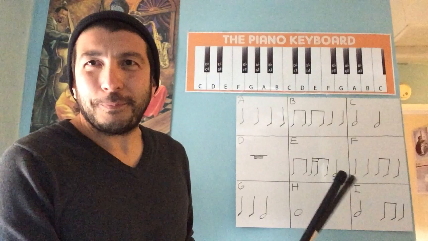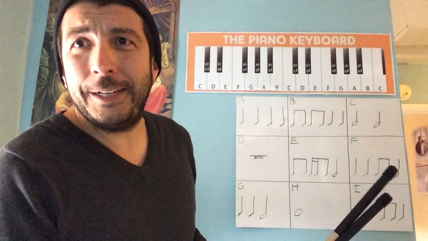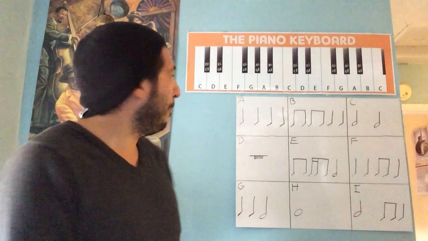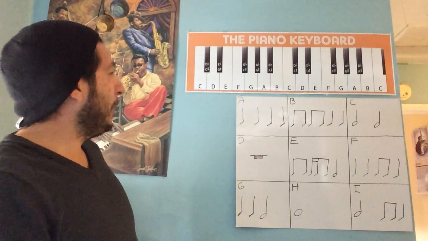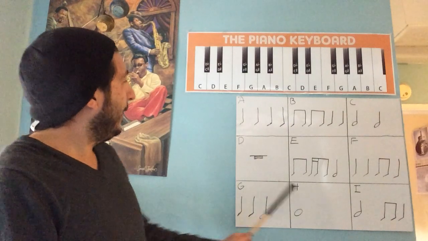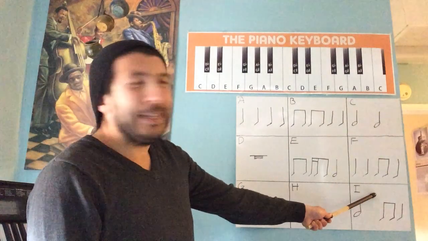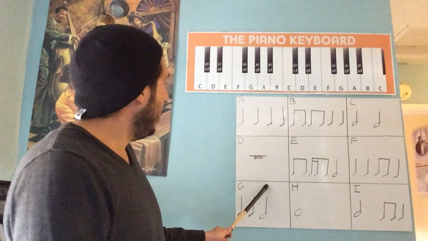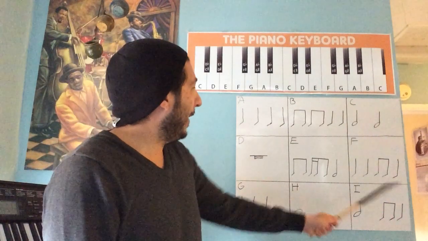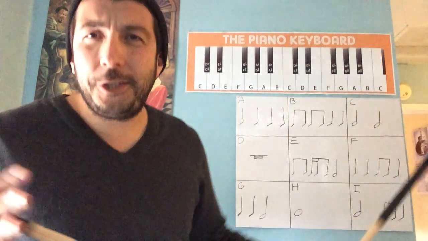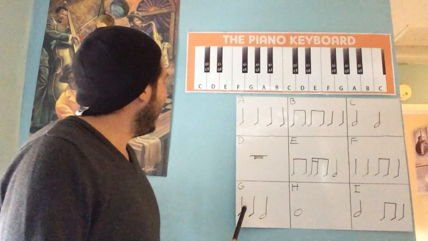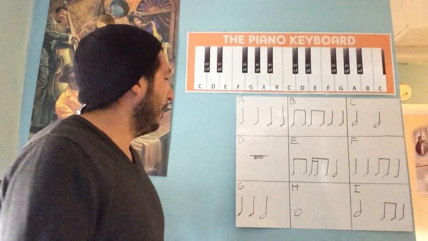How'd you do? If you messed up, it's okay. Just rewind and try it again. Let's try a different pattern. How about we try G, H, and I. G, H, and I. All right, this one's going to have a bunch of long notes. I like long notes because they require patience. Let's try G saying the fruit names first.